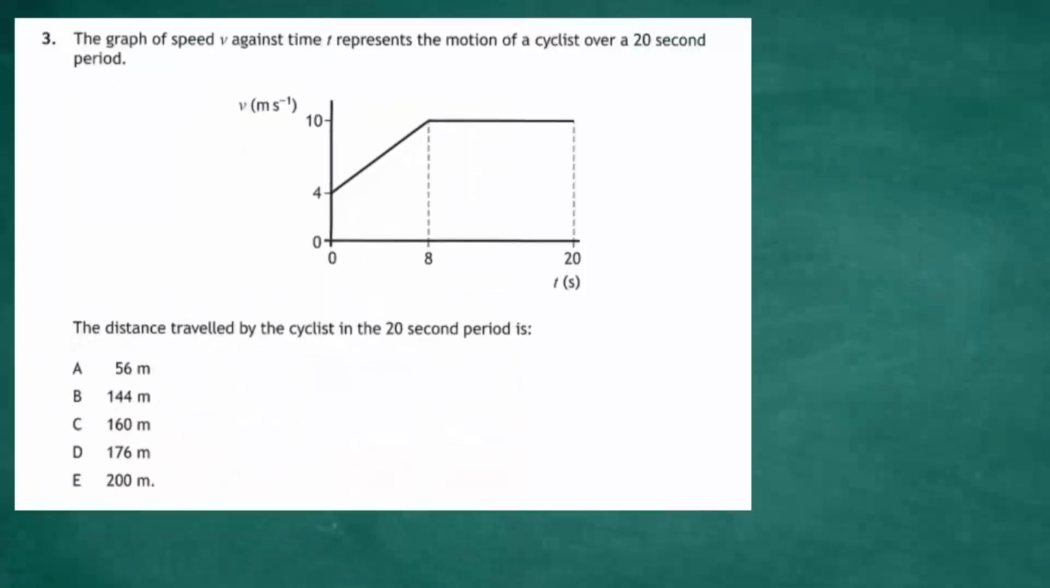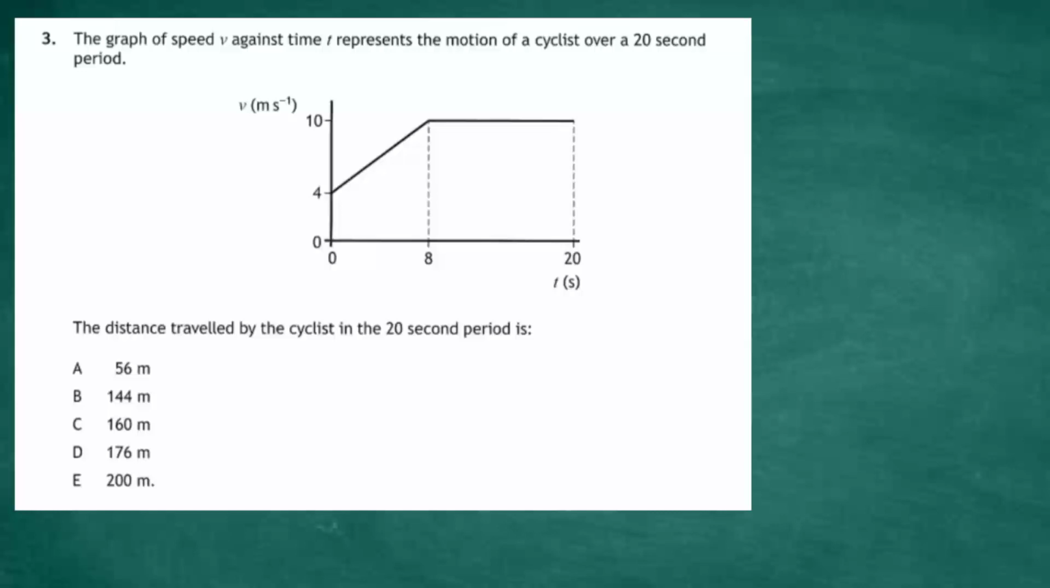Question 3 from the 2022 National 5 Physics exam, section 1. The graph of speed V against time t represents the motion of a cyclist over a 20-second period. I'm being asked to find the distance travelled by the cyclist in the 20-second period.